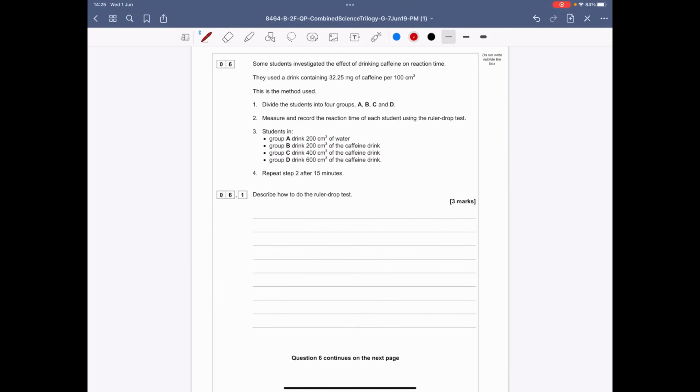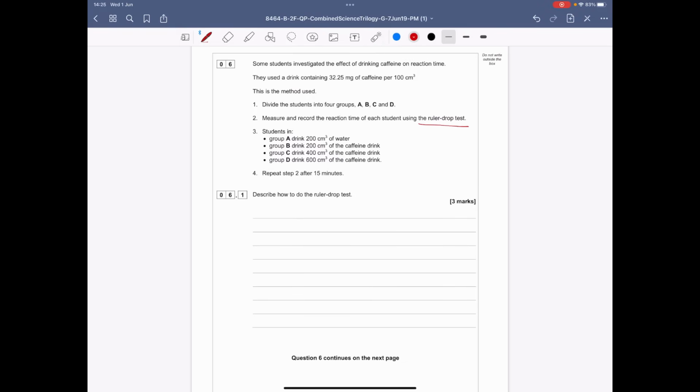Question 6 then. Some students investigated the effect of drinking caffeine on reaction time. They used a drink containing 32.25 milligrams of caffeine per 100 centimetre cubed. This is the method they used. They divided the students into 4 groups, A, B, C and D. They measured and recorded the reaction time of each student using the ruler drop test.